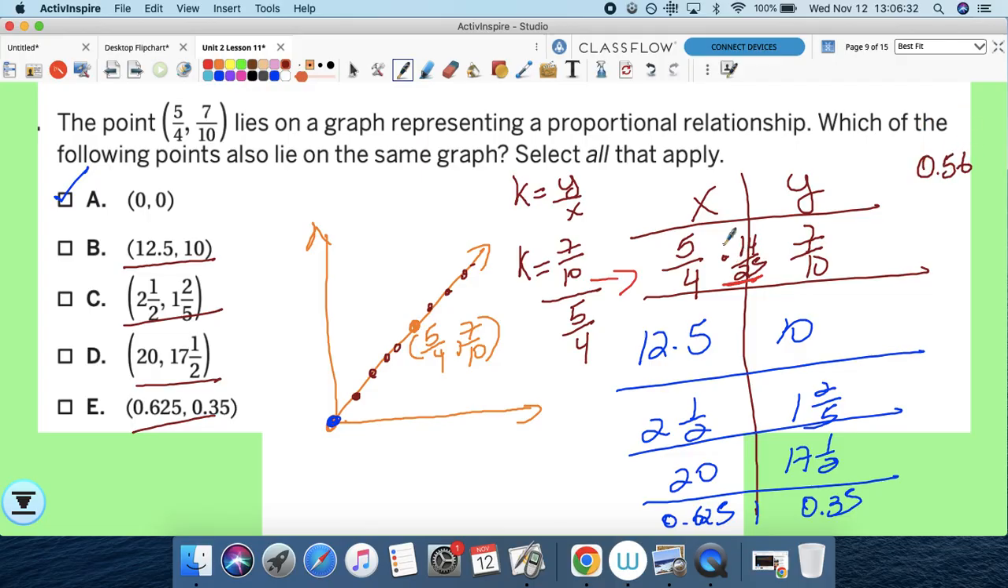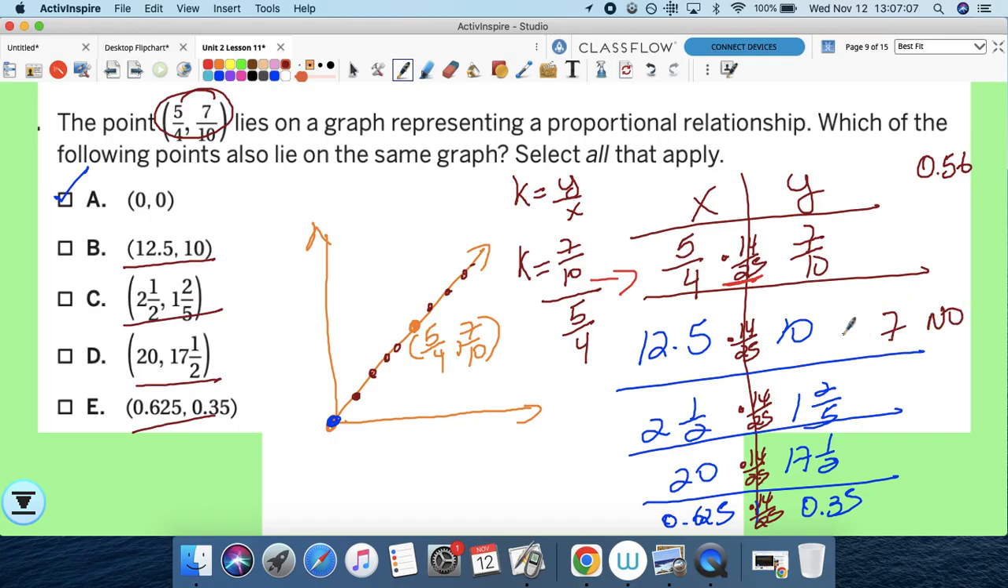So for our original point, the constant of proportionality was 14/25. So that means that this should be times 14/25, and this should be 14/25, and this should be 14/25. If it is, then that point is on the line as well. So let's check the first one. 12.5 times 14/25, is it equal to 10? No, it's not. It actually equals 7, so no.